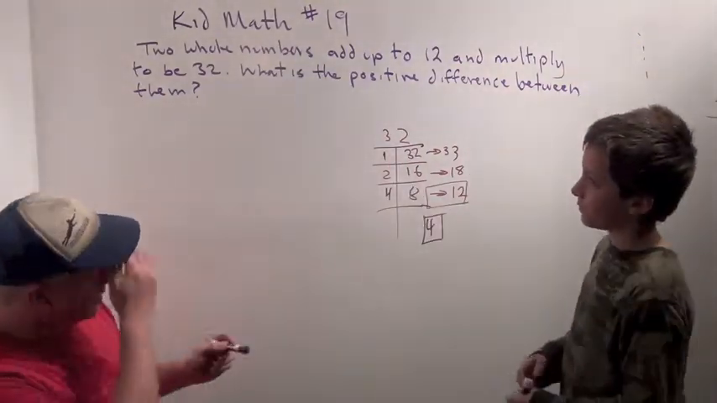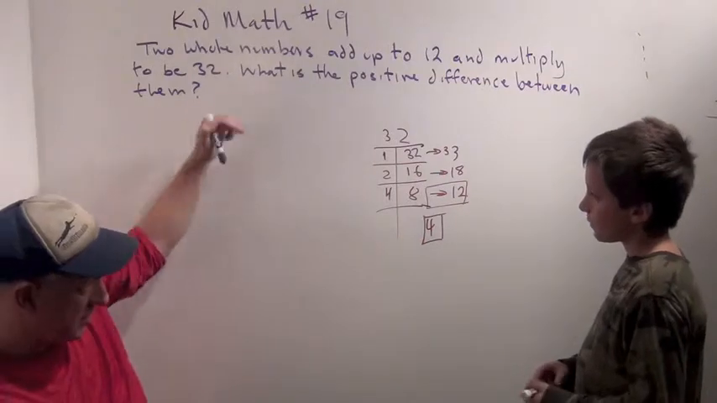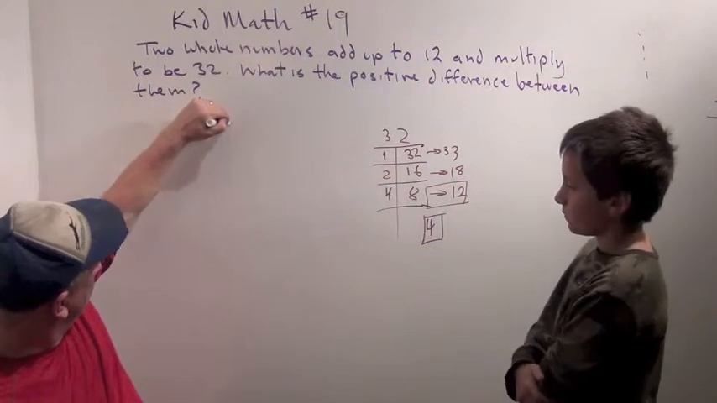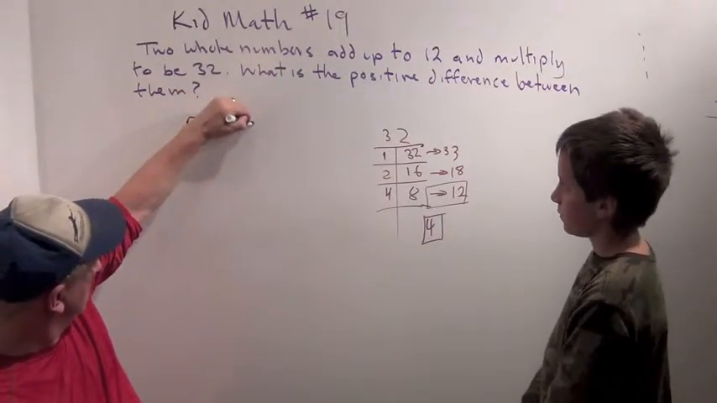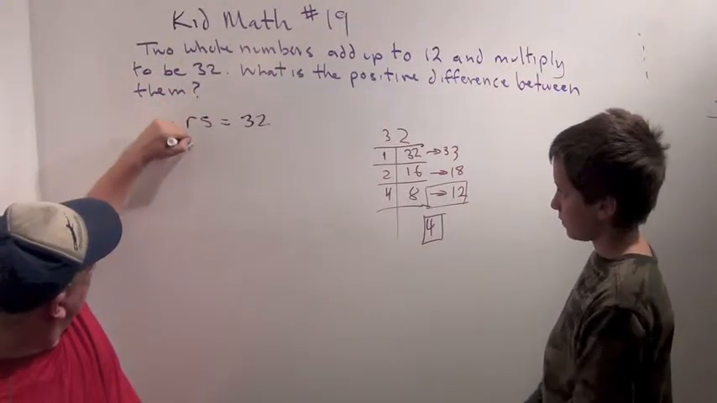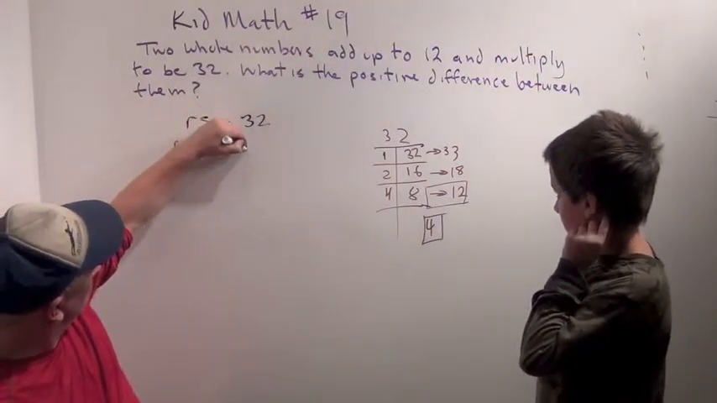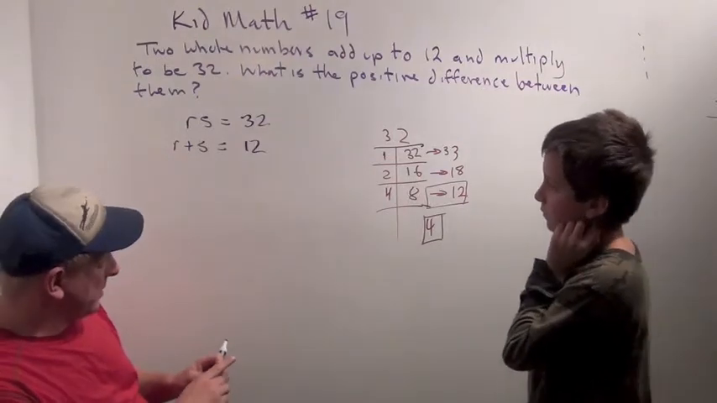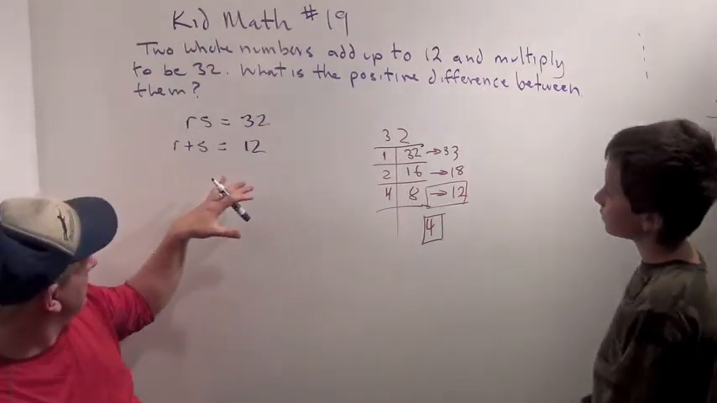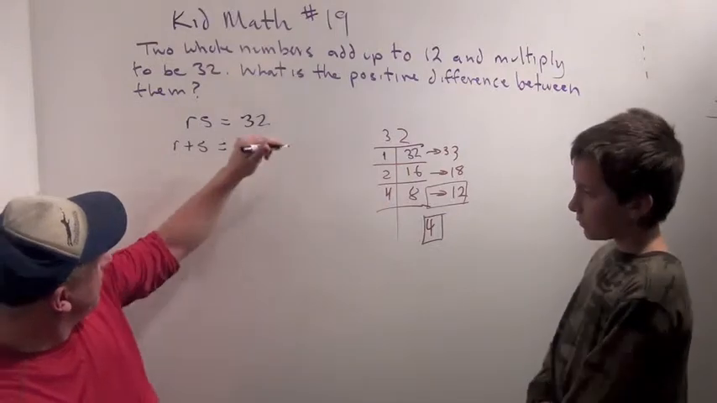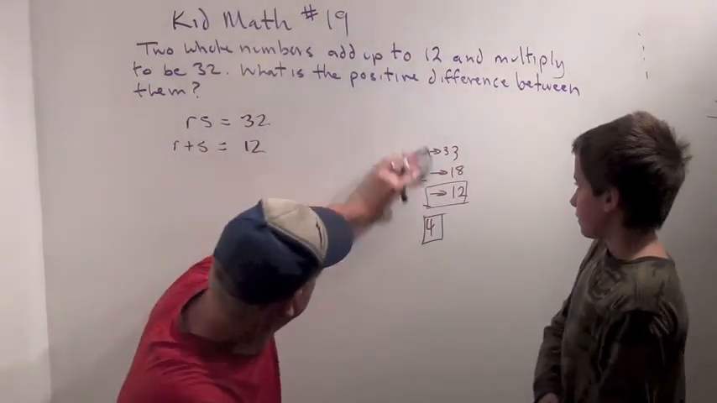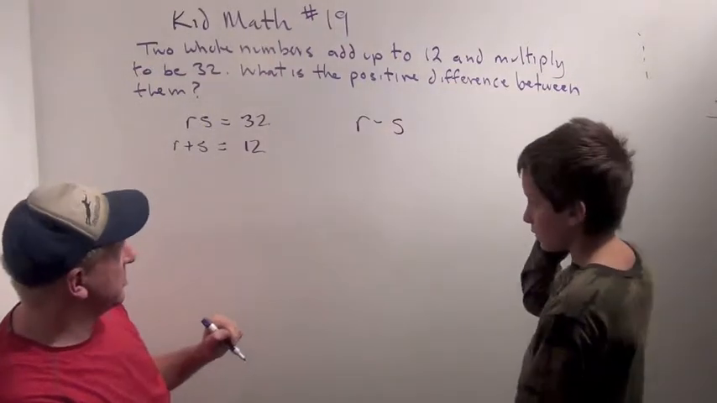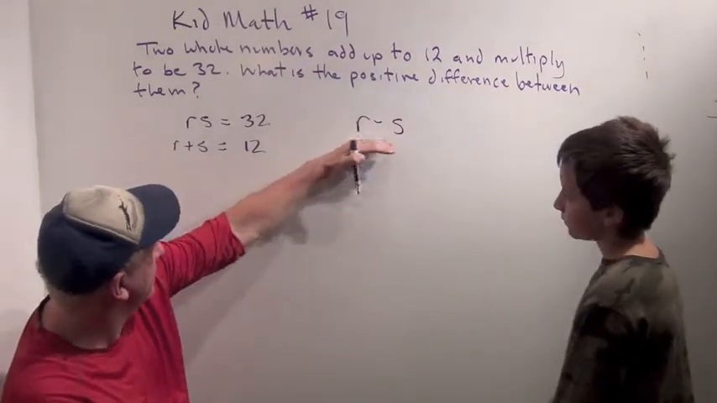All right, but we can also think about this like quadratics, as we've been talking about sums and products of roots. So we have r and s as two roots. The product is 32. The sum r plus s is 12. Now, what's really cool about math is this is going to be a completely different way to solve this. We're trying to find r minus s. Here's an interesting relationship between r plus s and r minus s.